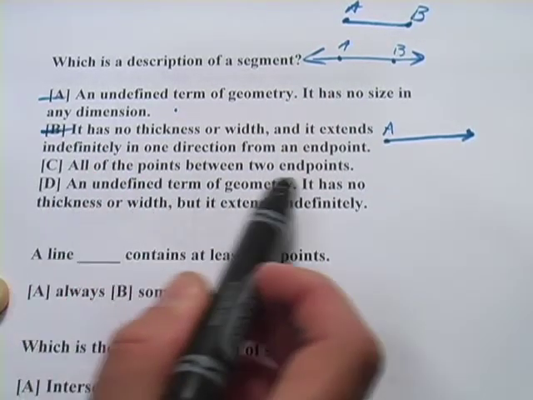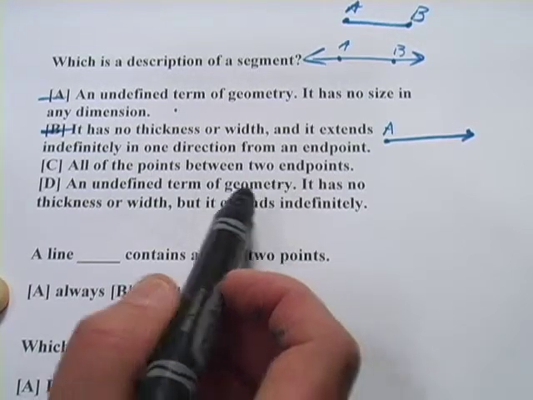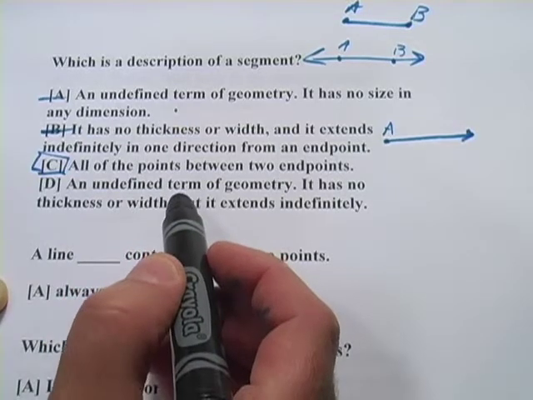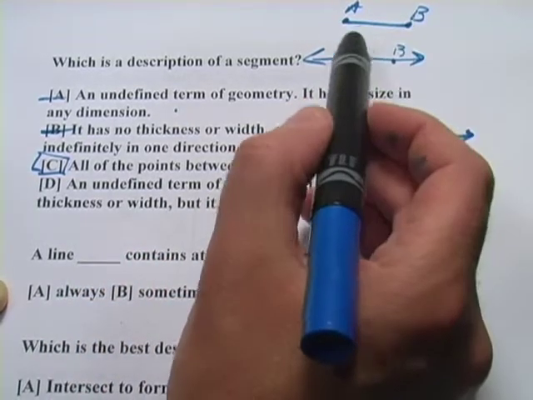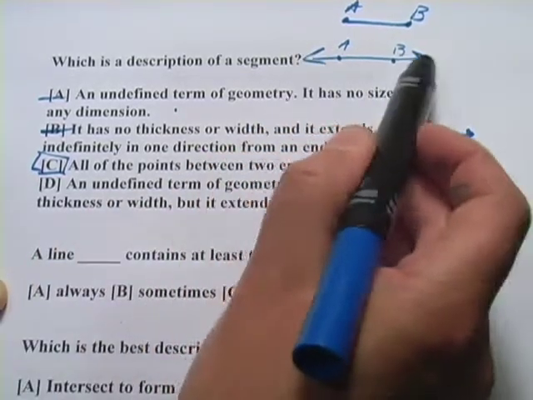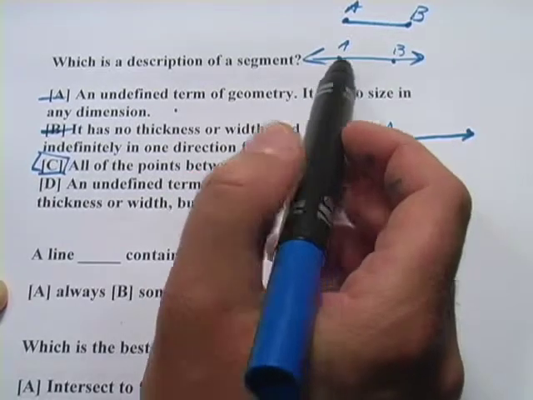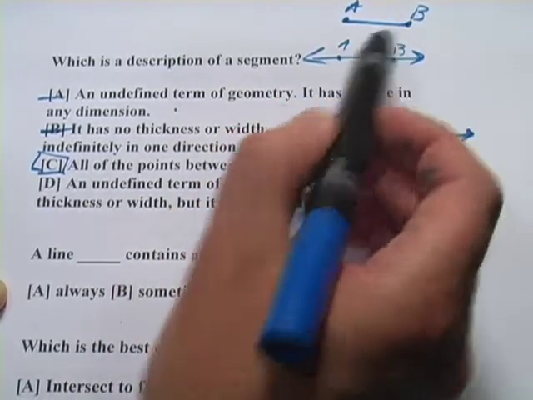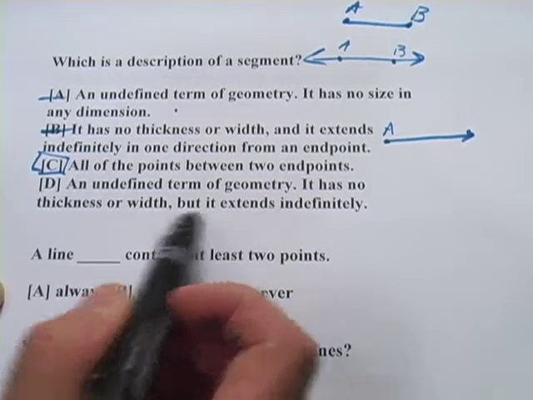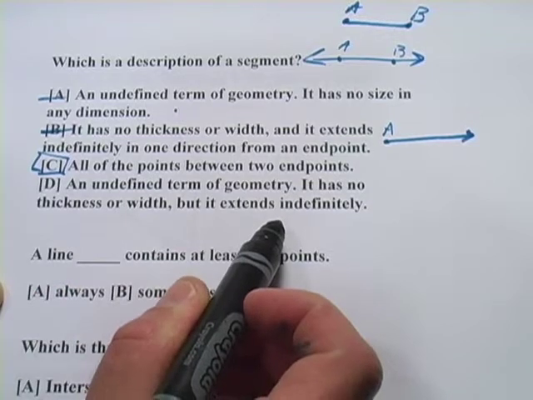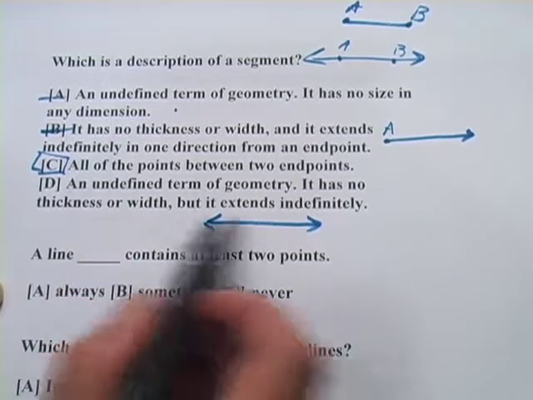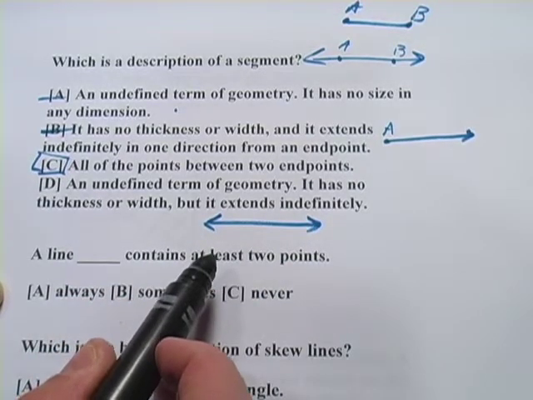Line segment doesn't extend indefinitely. C says all of the points between two endpoints. Now, that's actually the right answer. And it sounds a little funny. It's kind of a funny way to think of a line, but you can think of it that way. A line segment is made up of all these tiny little points all put in a row together. So a line is an infinite number of points all along that one line. A line segment is all the points between the two endpoints. And let's just look at D. An undefined term in geometry, it has no thickness or width but extends indefinitely. Well, that would actually be a line. It has length but no thickness or width, and it goes on indefinitely in both directions.